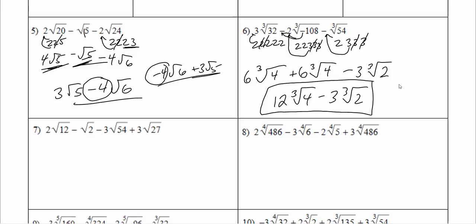Okay, if you want to get really awesome, let's get into some really hard, not really hard ones, but 4 numbers, okay? So 2 root 12, root 2, 3 root 54, and 3 root 27. Let's break them down. 12 is what? 2, 2, and 3. This is by itself. That can't change. 54 is 2, 3, 3, 3. And then 27 is 3, 3, 3.